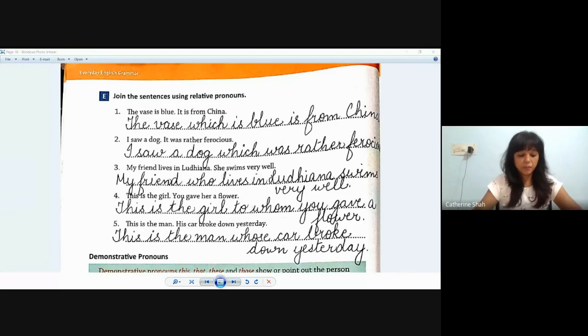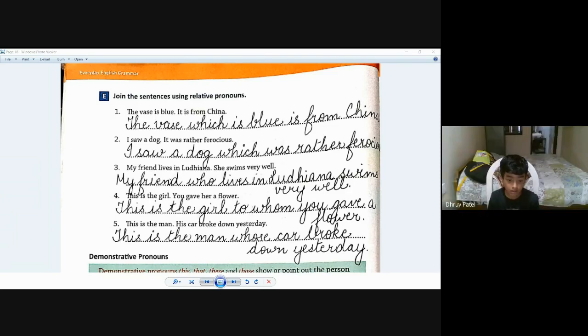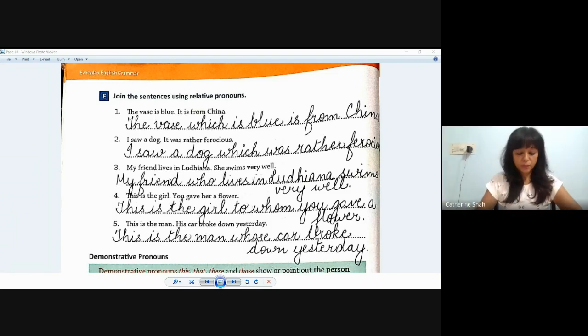Okay. Number 1, dash is the room where we practice dance. These is the room or this is the room? Dhruv Patel, answer. Nobody else will answer. Ma'am, this. This is the room where we practice dance.